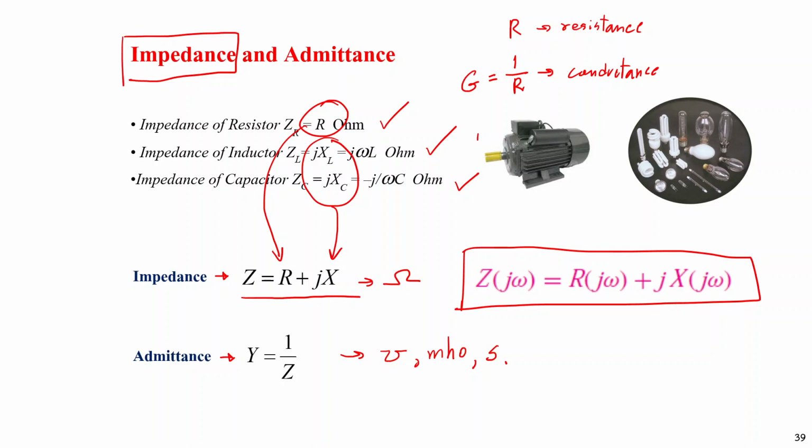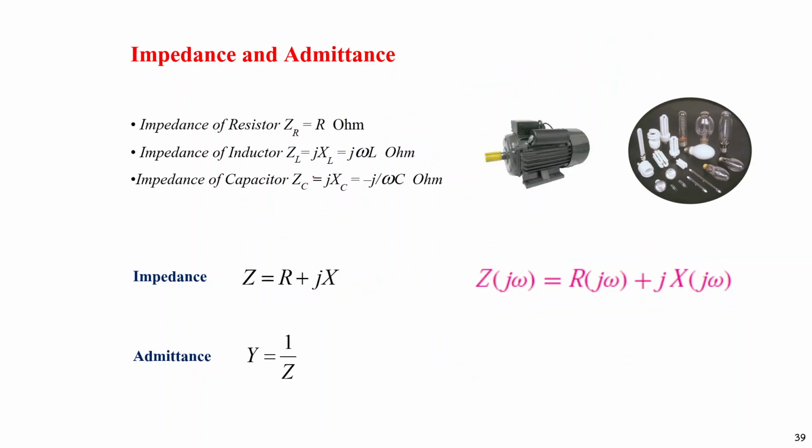Anyway, for example, the motor will have both resistance and reactance. Okay. So this part we call resistance. This part we call reactance. Okay, this is reactance. Okay.